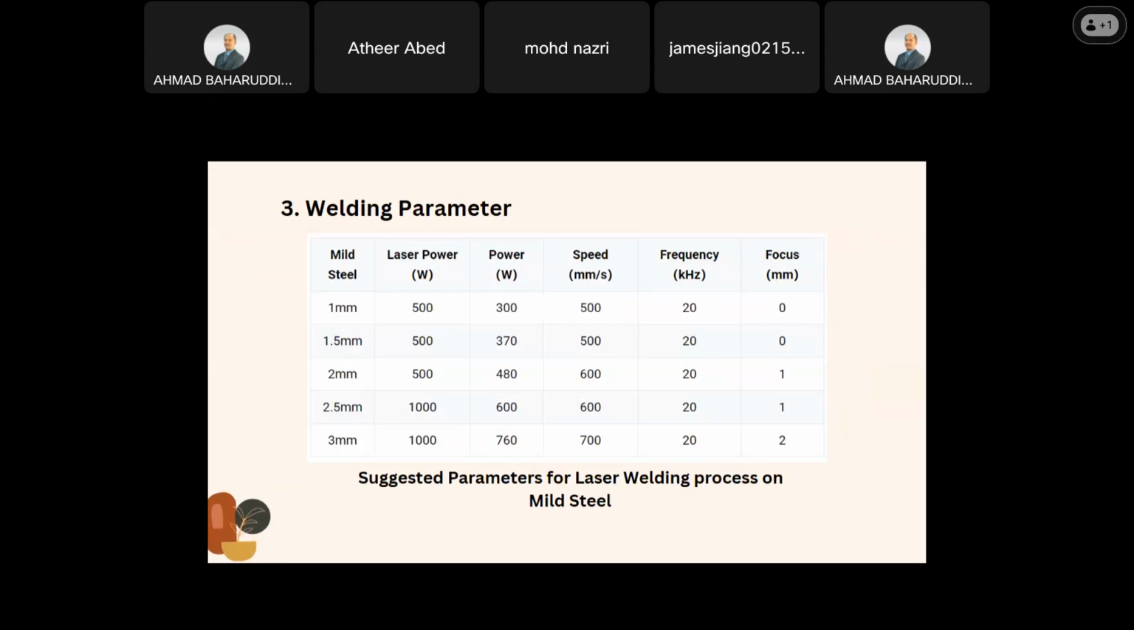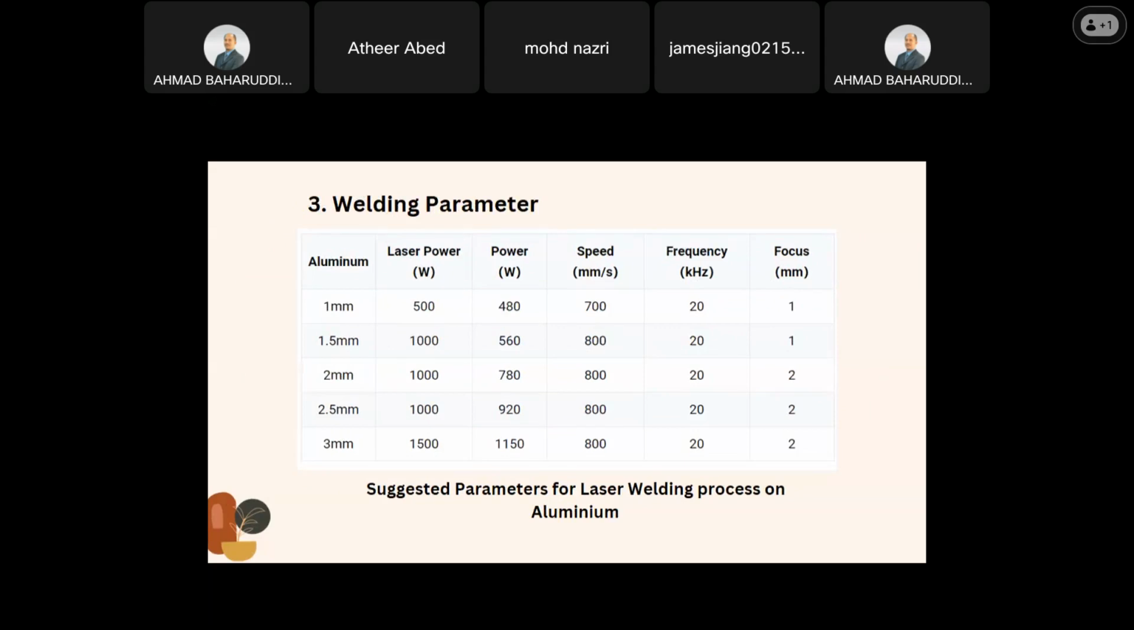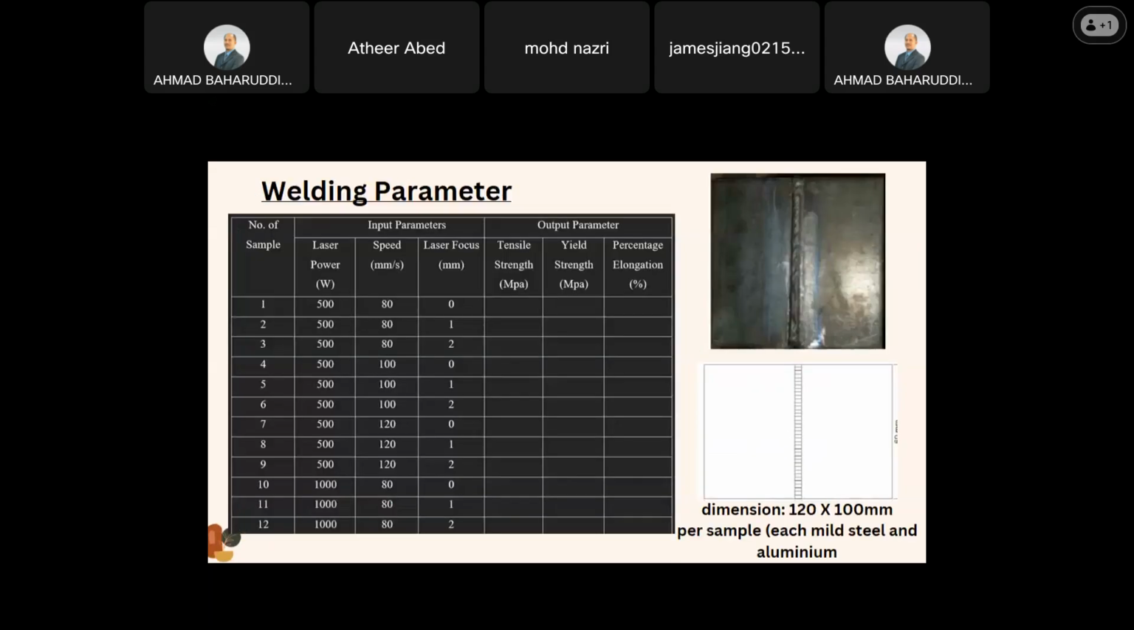For my sample, I will use 1.5 millimeter because the machine only has a maximum thickness of up to 3 mm. So the technician advised me to use below 2 mm. So for my steel and aluminum samples, I will use 1.5 millimeter. And afterward, this is for aluminum. So this is the planning for my data analysis before I start the welding. The dimension for the sample is 120 times 100 millimeter per sample.